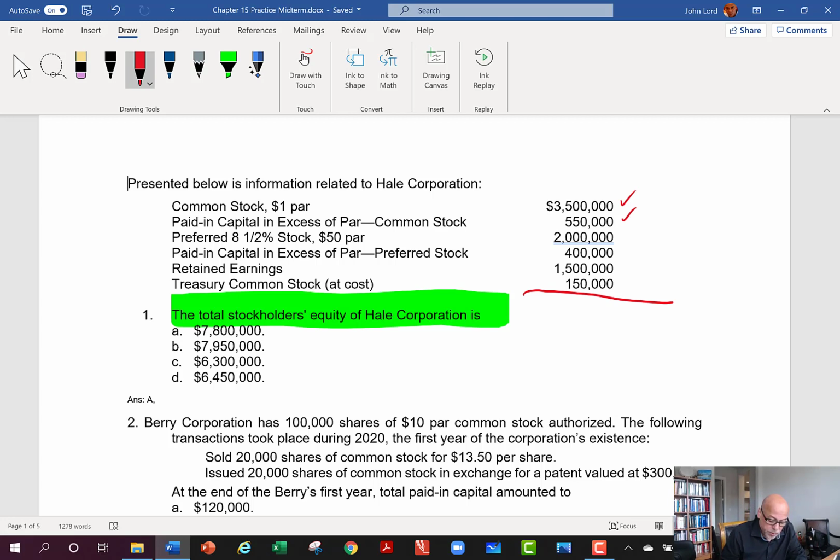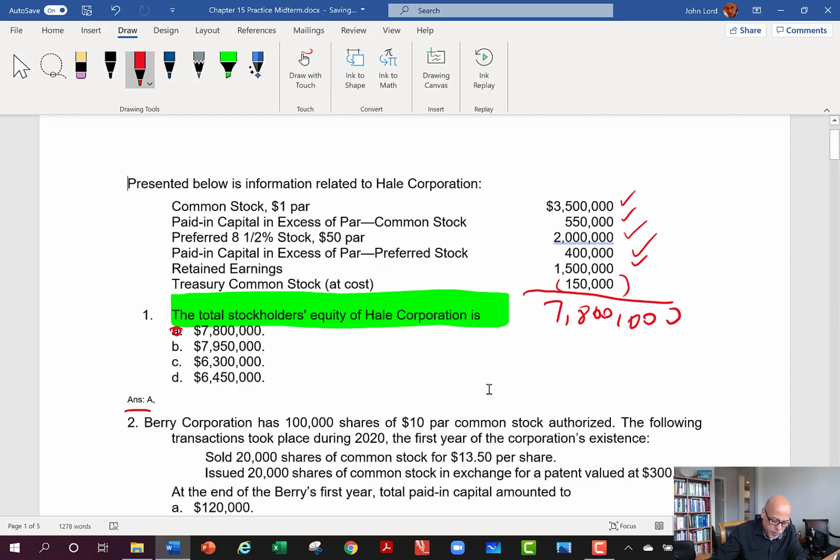Okay, so I continue to look at this. We've got the common stock and its paid in capital. We've got the preferred stock and the paid in capital in excess of par. We've got retained earnings. We know we're going to pick that up. And then we've got our treasury stock, and we are just going to study the cost method in this class for accounting for treasury stock. And so I simply do the math, adding these all up, making sure I subtract the treasury stock, and I come up with $7,800,000, the correct answer to this question.